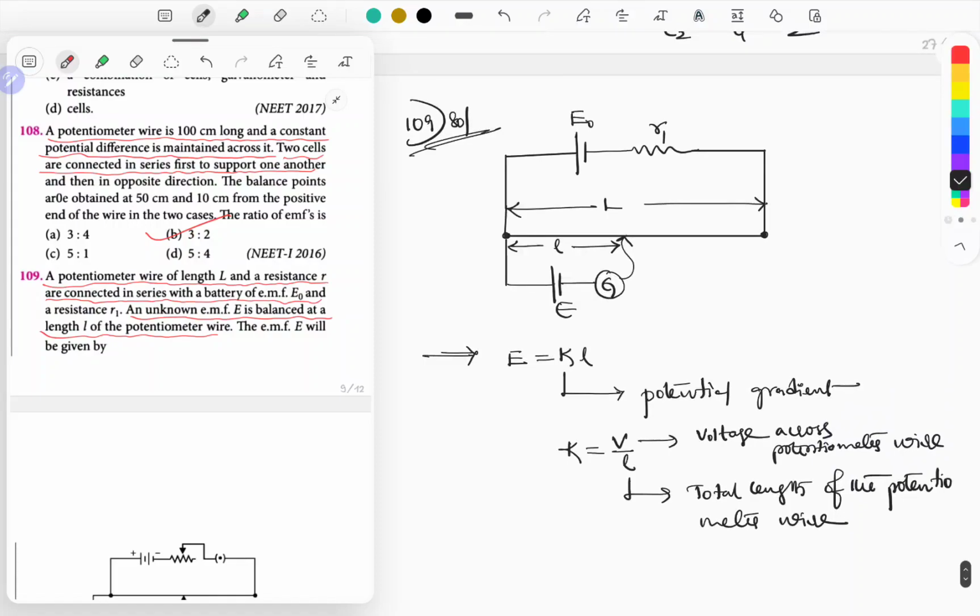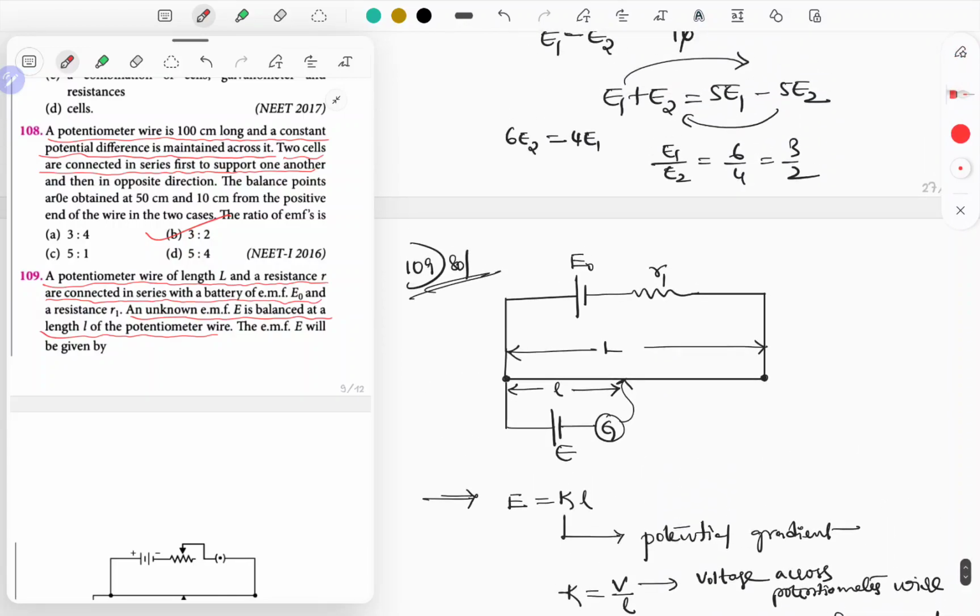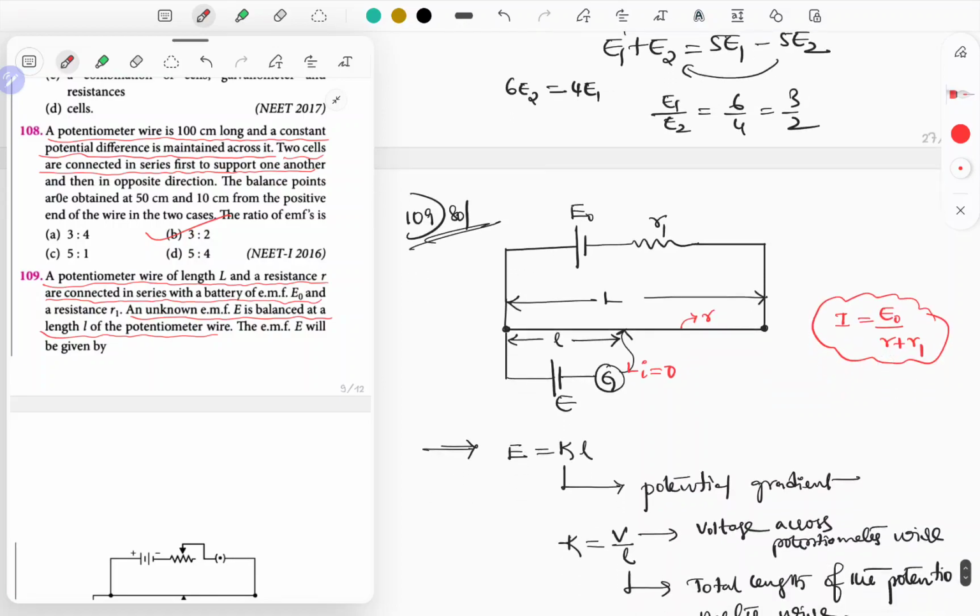First of all, let me calculate the potential gradient. Whenever the bridge is balanced, they have already given the balance condition, so the current flowing through the galvanometer is 0. Then current will circulate here itself. First let me find the current in the circuit. So I is equal to E naught by R. They have given the internal resistance of the potentiometer wire also, that is smaller. Then the total resistance is R plus R1, and the current flows from positive to negative like this.